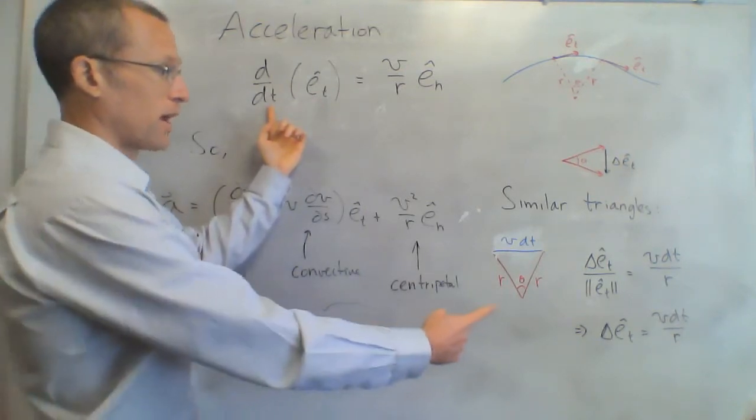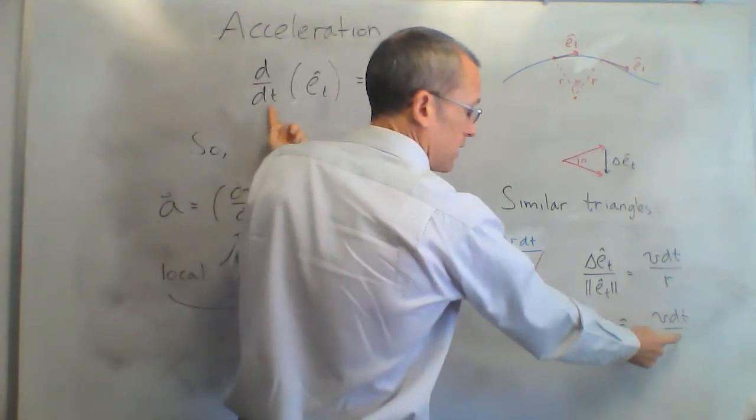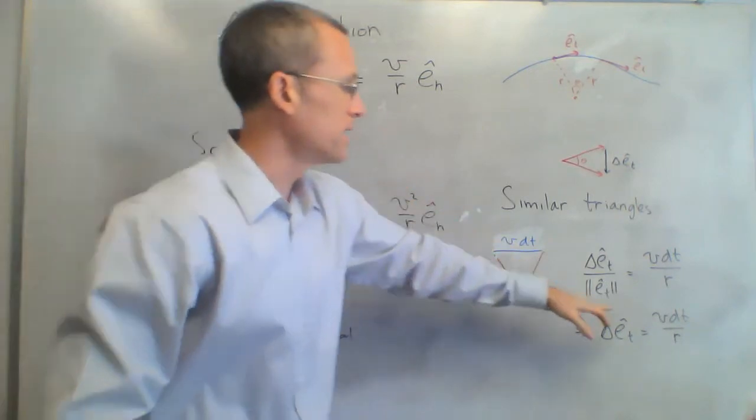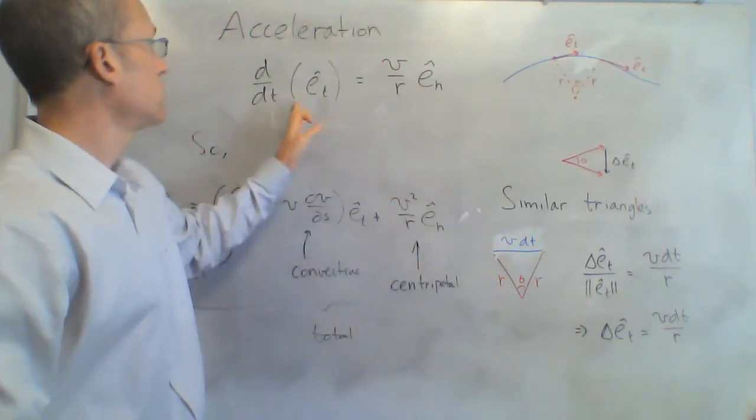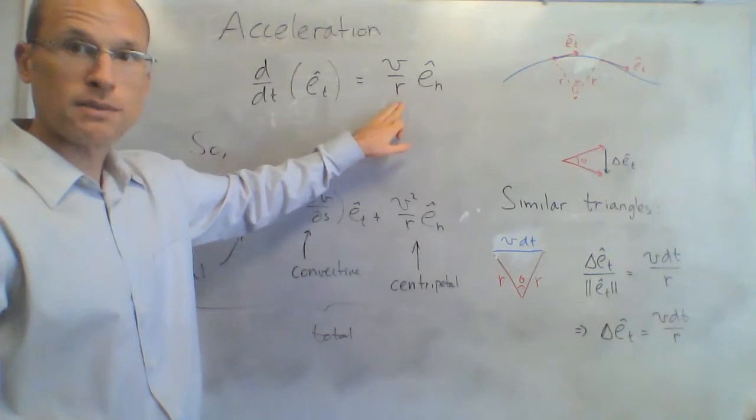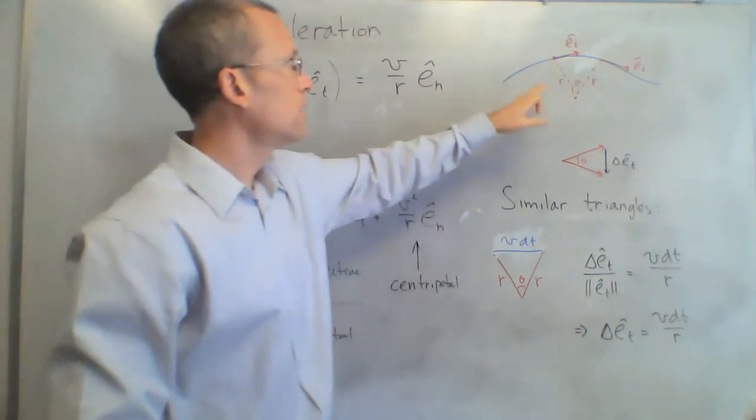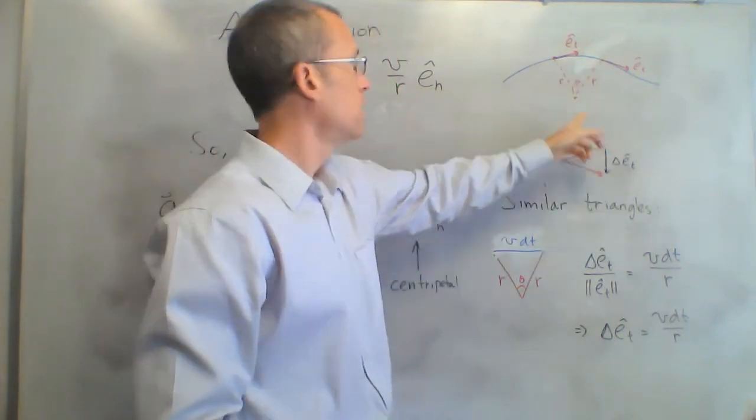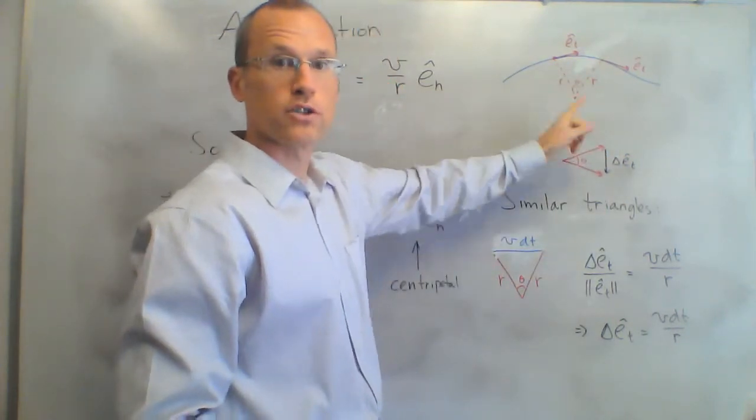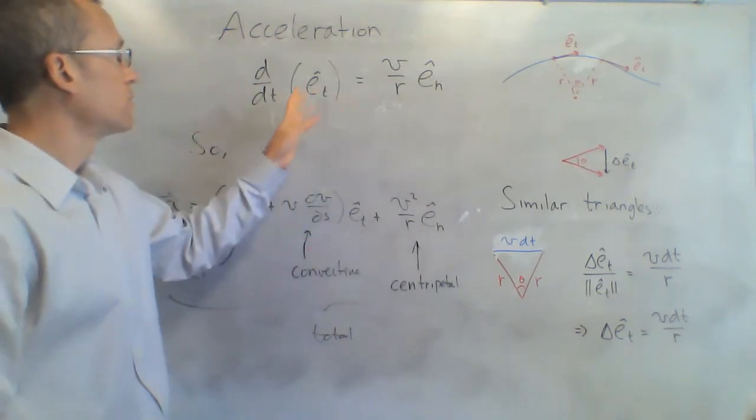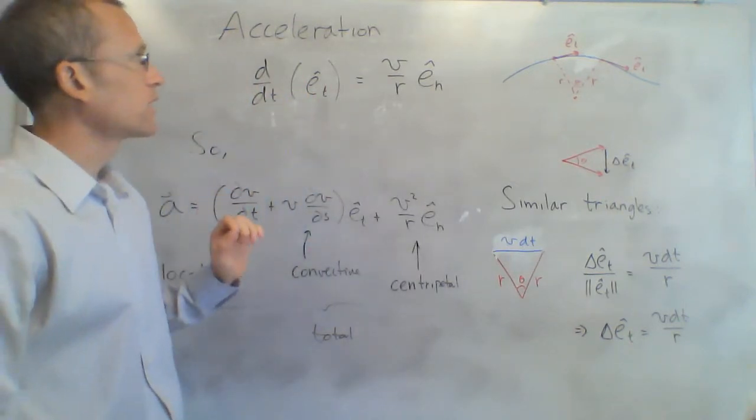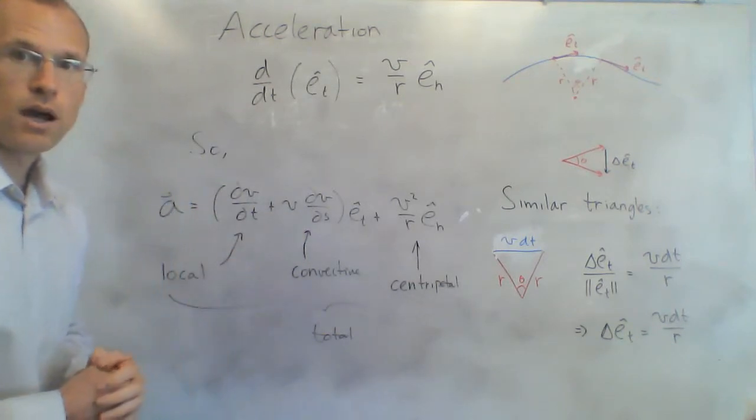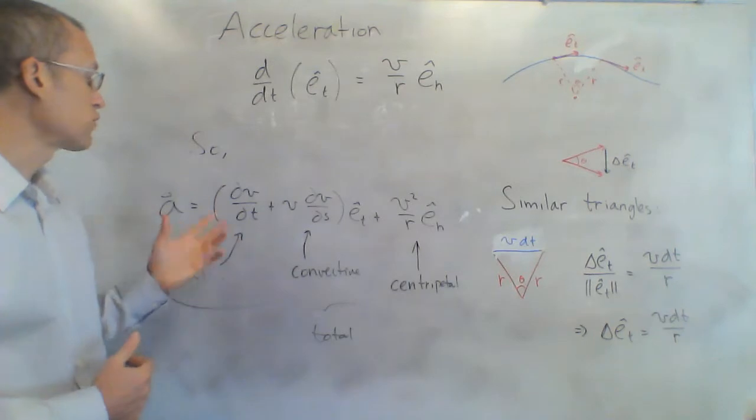And if I look at what I have over here, I have v dt over r. So take that, divide it by dt. All I'm left with is v over r. So my derivative is v over r in terms of magnitude. And then the direction, we can see just from this picture that the change in these two is basically straight down. Straight down is my normal direction, and so this derivative of my unit vector is v over r in the normal direction. And now plugging this result and the previous one into my equation for my acceleration.